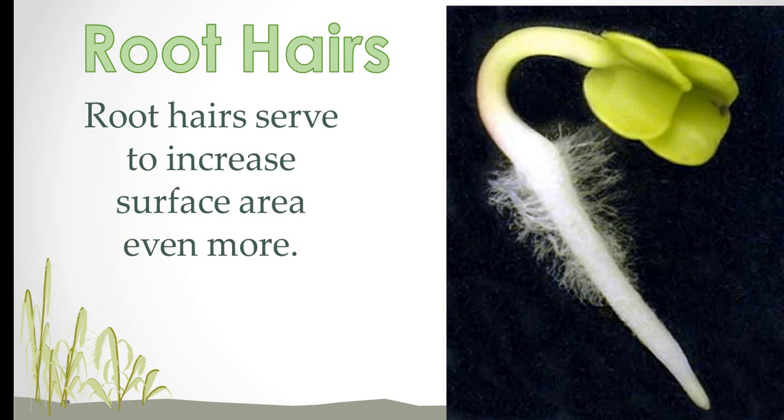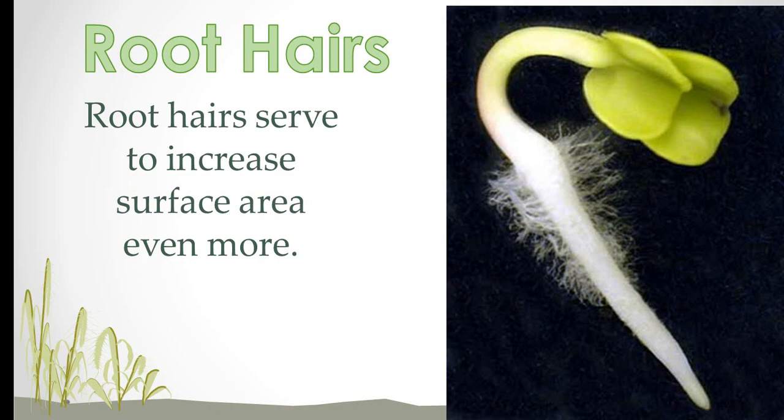And when they germinate, the first thing they'll do is send out a little root. And this root right here, you can see, has these excellent little projections called root hairs. Root hairs are there to increase the surface area even more. And why do we want increased surface area? For increased absorption of water, right?